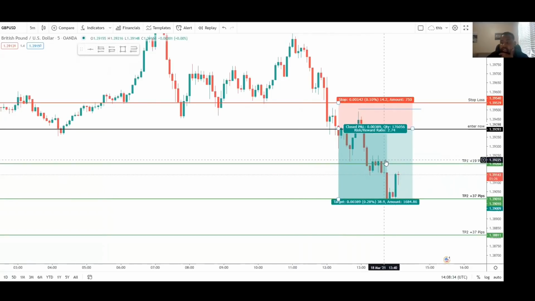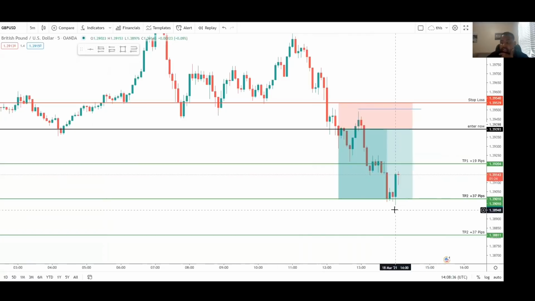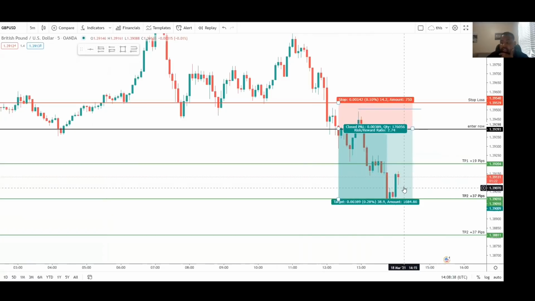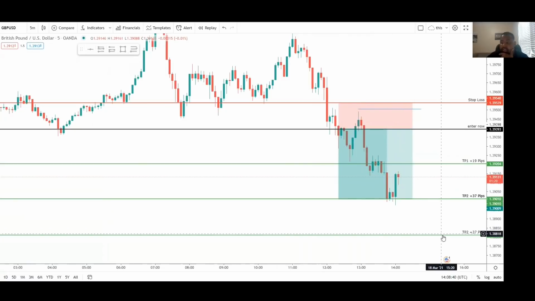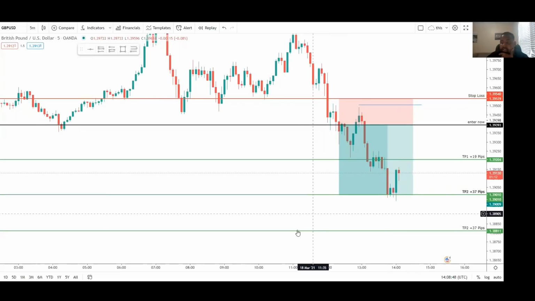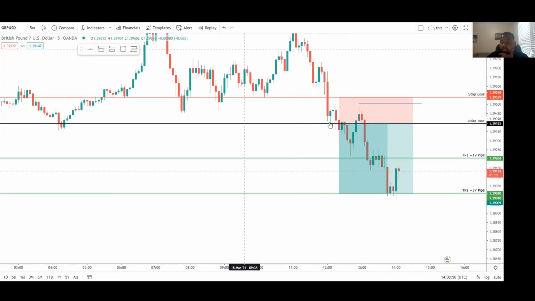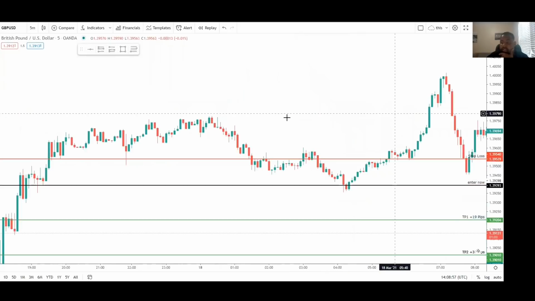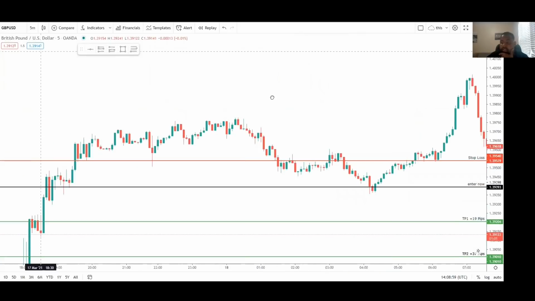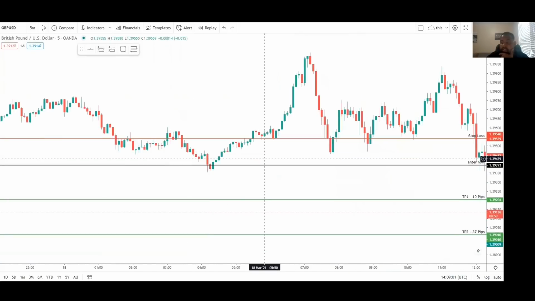Take profit 1, 19 pips. Take profit 2, smash, 37 pips. This is another line I just put. This isn't a real level, but if price were to come down, it's going to hit right here. But that's not part of the signal. The signal is here: entry, take profit 1, take profit 2, stop loss is here. That's one trade we take. I only trade GBPUSD. So that's the only one.